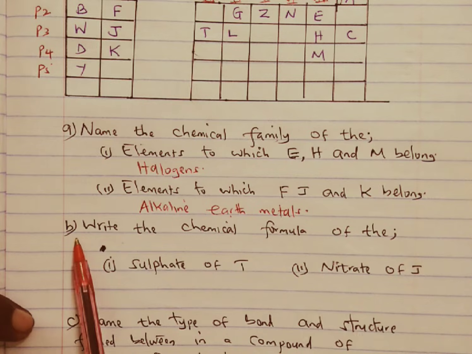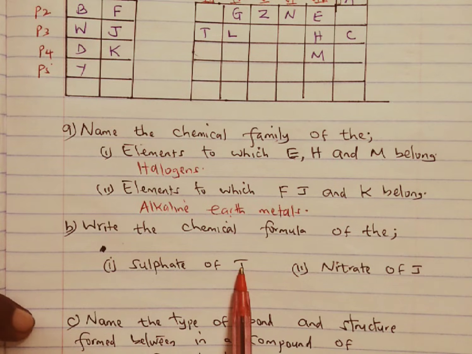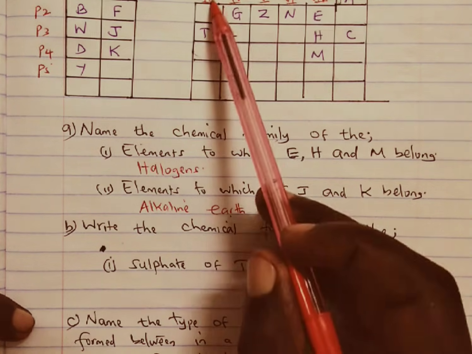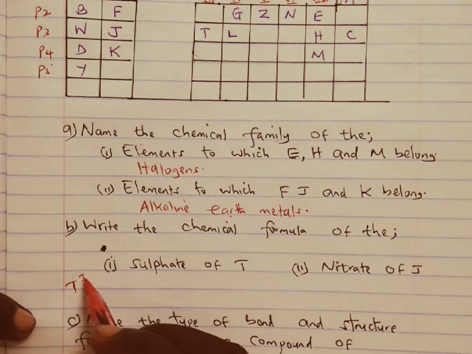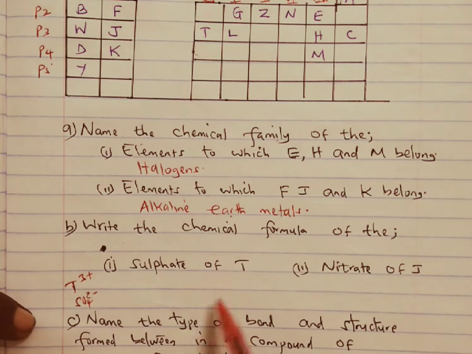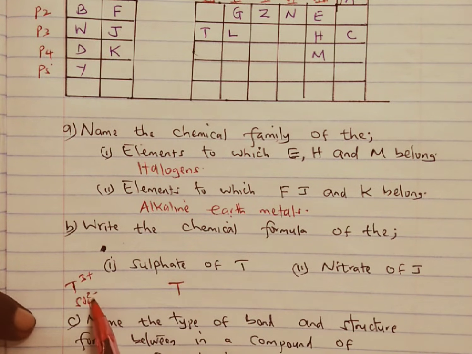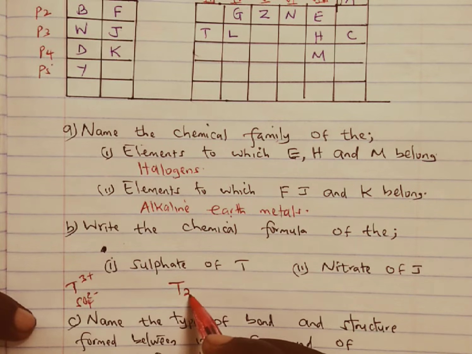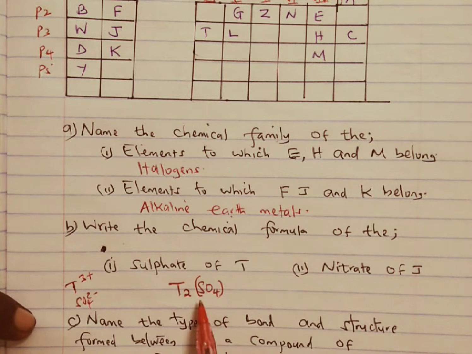Part P of the question, write the chemical formula of the sulfate of T. If you look at T, it is in group 3 and therefore it has a valency of 3. So we have T3 positive. Then of course the sulfate ion has a valency of 2. So we are going to have the formula of the sulfate of T. The valency of the sulfate, which is 2, goes to T. And then now we have SO4. We put it in brackets. Then it takes the valency of T, which is 3. And that gives us the formula of the sulfate of T.